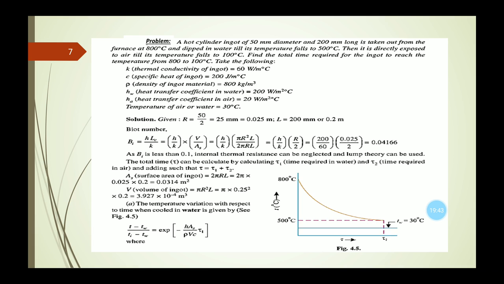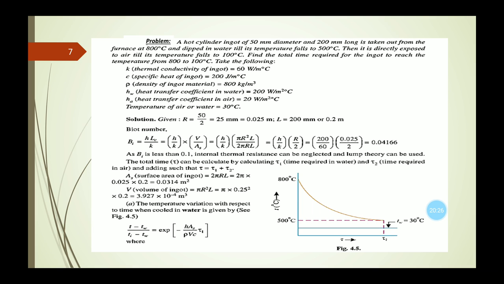Now for the next numerical, what is given is a hot cylinder ingot of 50 mm diameter and 200 mm long, taken out from the furnace at 800 degrees centigrade and dipped in water till its temperature falls to 500 degrees centigrade. Then it is directly exposed to air till its temperature falls to 100 degrees centigrade. We need to find the total time required for the ingot to reach the temperature from 800 degree centigrade to 100 degree centigrade.